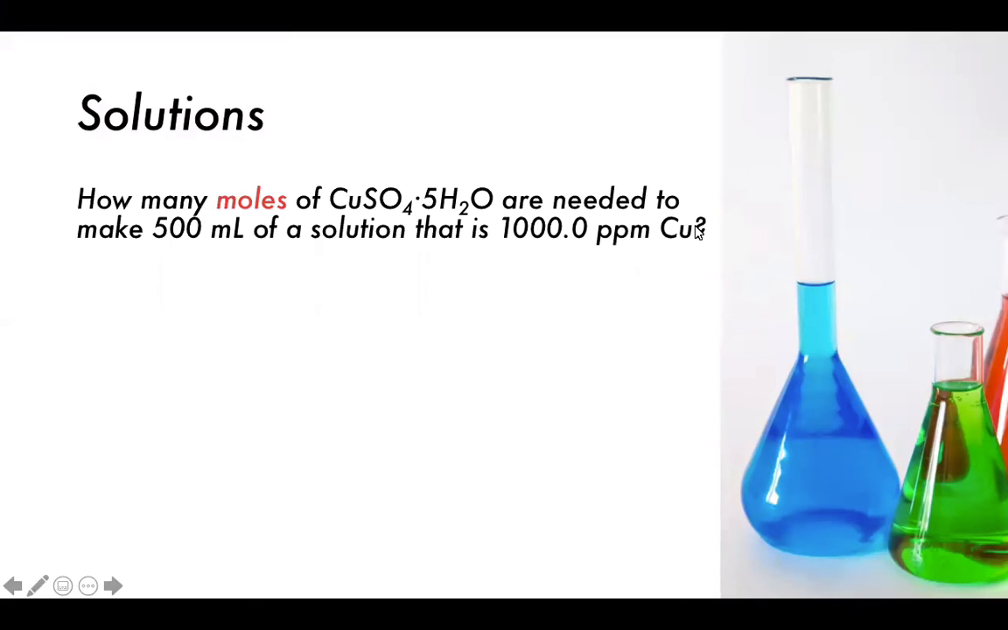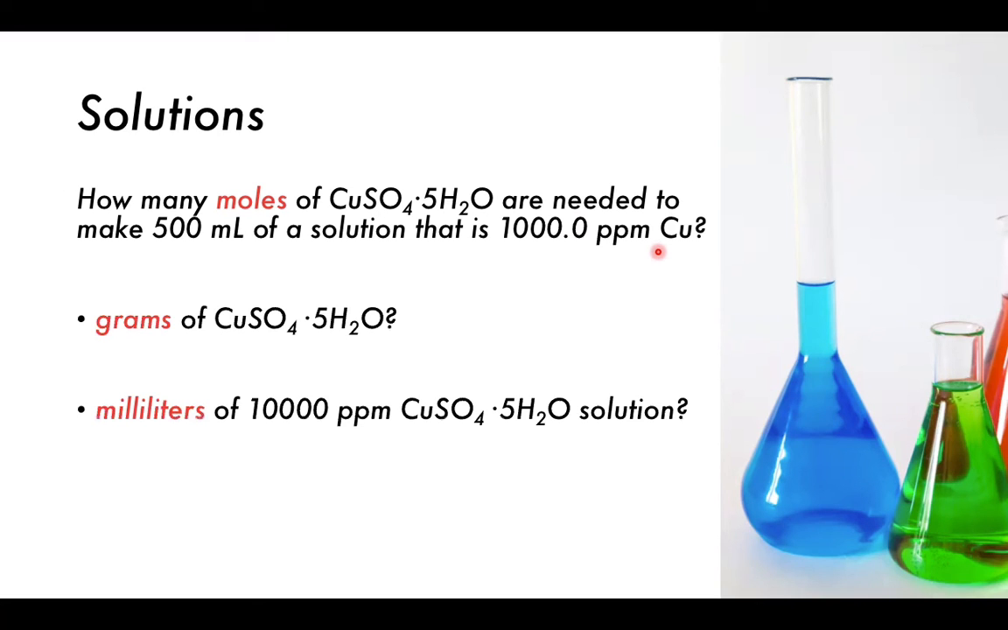So let's do a worked example. How many moles of hydrated copper sulfate are needed to make 500 milliliters of a solution that is 1000.0 ppm copper? So we'll be looking at the grams of hydrated copper sulfate, and we'll also be looking at the milliliters of 10,000 ppm copper sulfate solution needed to make this solution here, this 1,000 ppm copper solution.